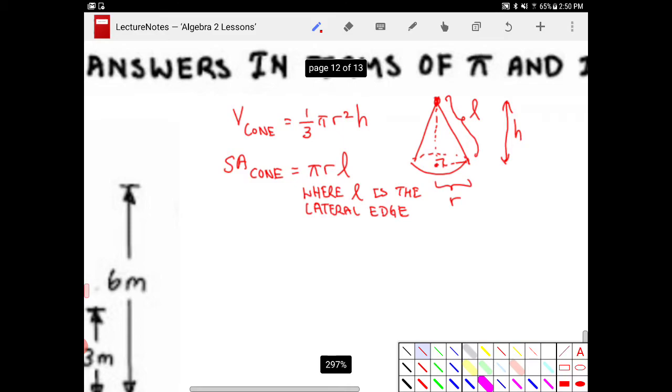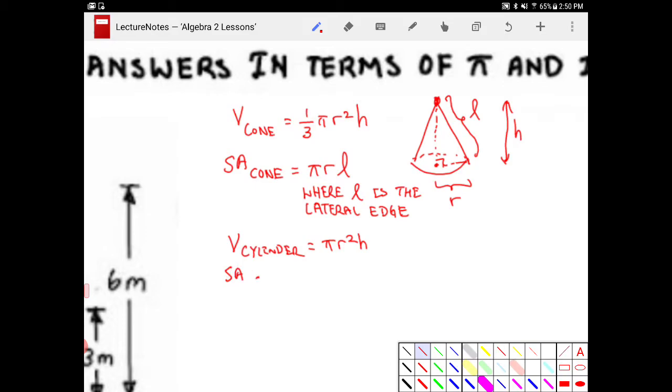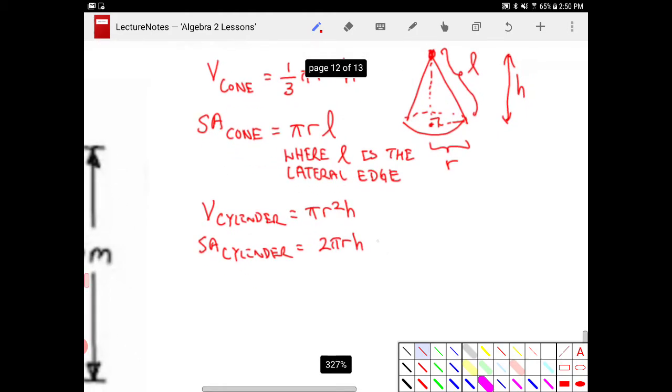And then the volume of a cylinder is given by pi r squared h. The surface area of a cylinder is given by 2 pi r h. This is the lateral area plus 2 pi r squared, because there's a top and bottom. And actually, you know what? I forgot this guy. It should be plus pi r squared, because there is the bottom side of the cone.